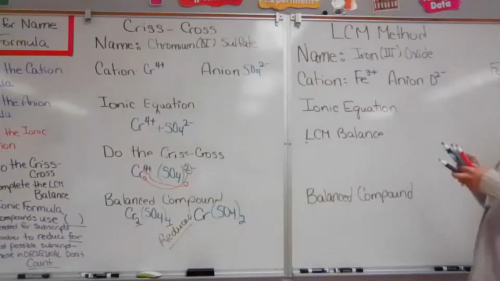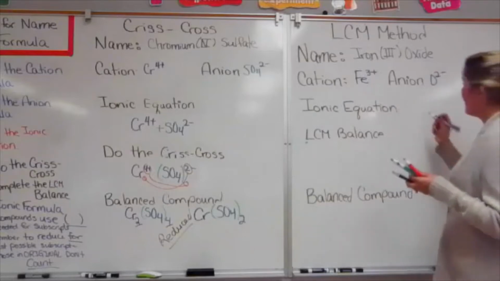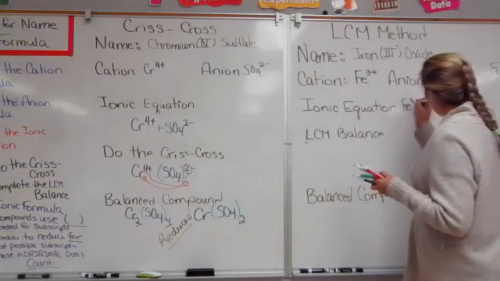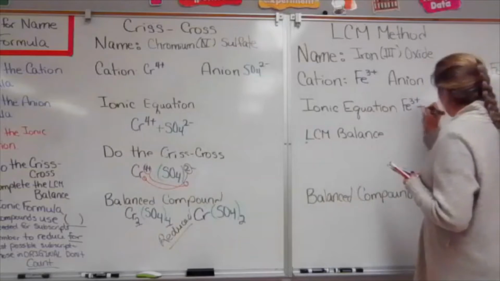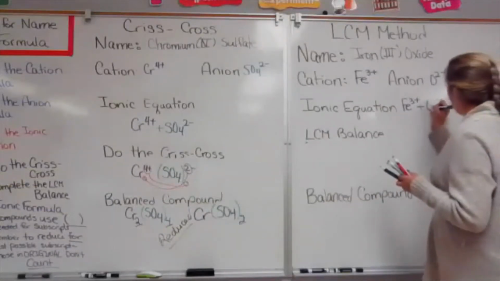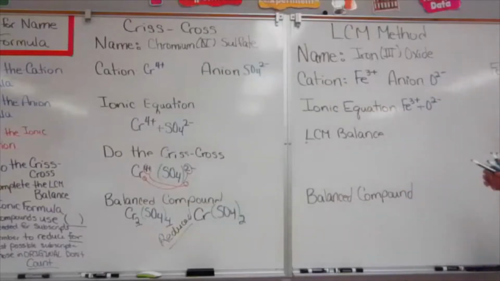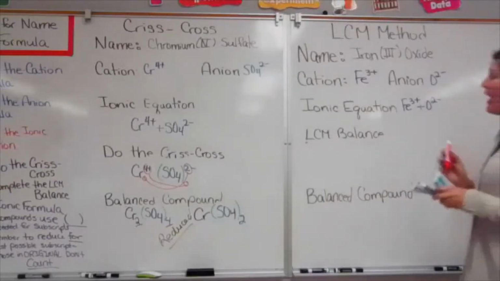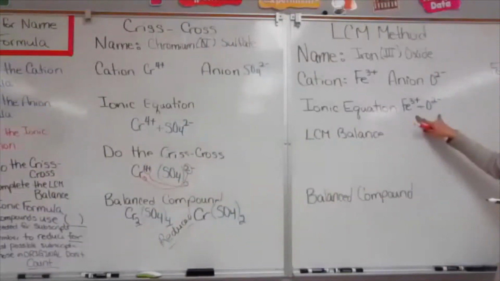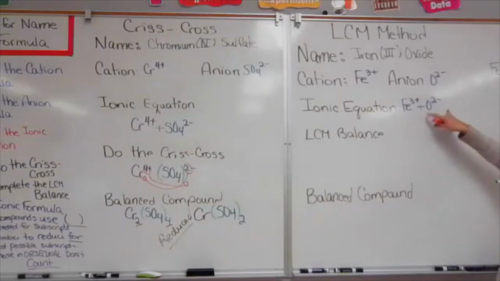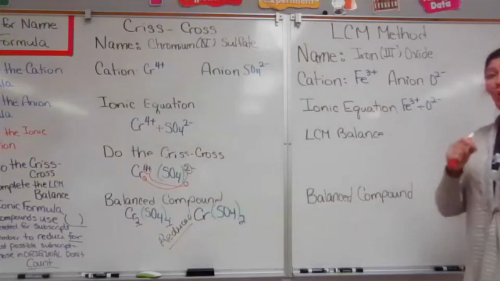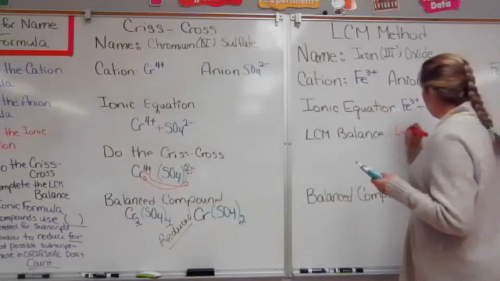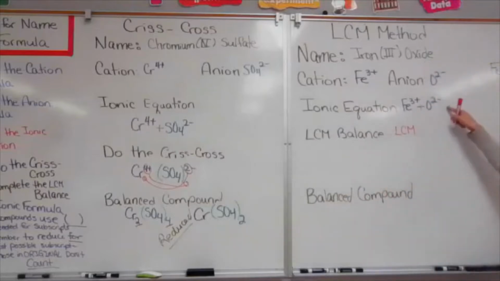Then you can write the ionic equation as Fe3+ and you're adding that to O2 minus. Once you have that, you can start thinking about what is your LCM. LCM being the least common multiple, or the lowest number both of these will go into as a whole number. Because remember, you cannot have half or partial subscripts. We're only looking for full number subscripts. So when I'm looking at the LCM of 3 and 2, the LCM would be 6.